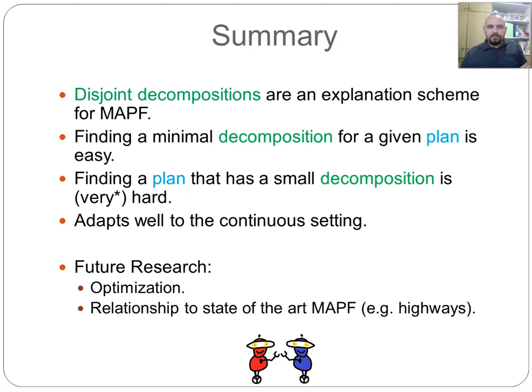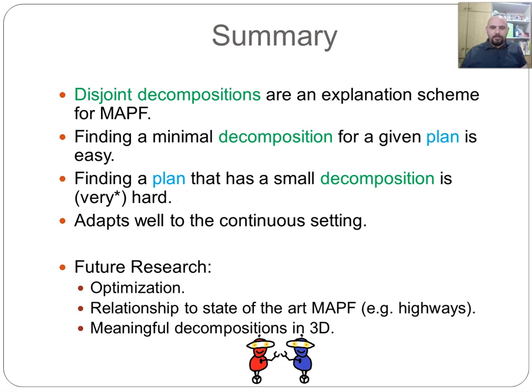Another thing to consider is a relationship with the state of the art in multi-agent pathfinding. So one nice approach in multi-agent pathfinding is that if we found a plan for one agent, we use this to define a highway for other agents to take as well. But this behaves really badly for explanations because the paths will now intersect a lot. So how do we combine these two things? Explanations and highways, for example.